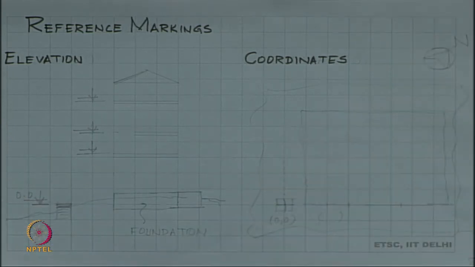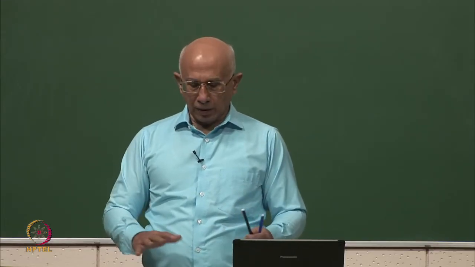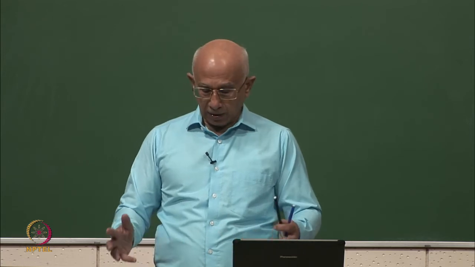An important feature of civil drawings is how to do reference marking. Recall that these structures are very large, hundreds of meters, in some cases several kilometers. They are made on the ground. Ground is not flat, it is undulating. There are many other things in between.